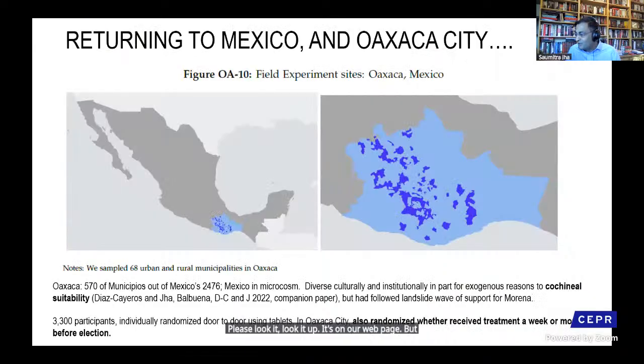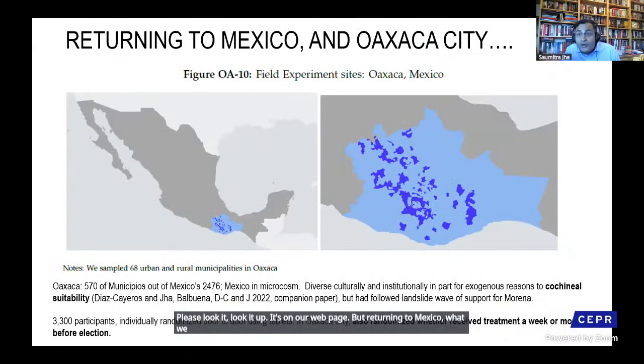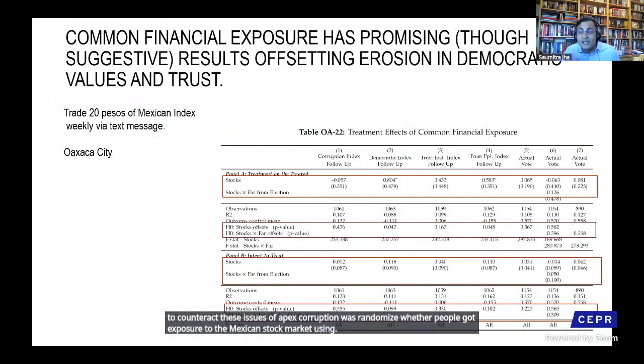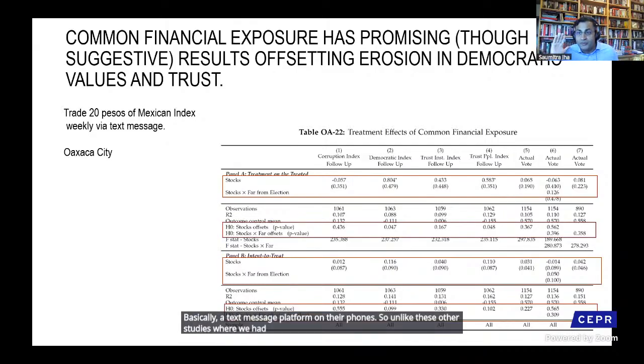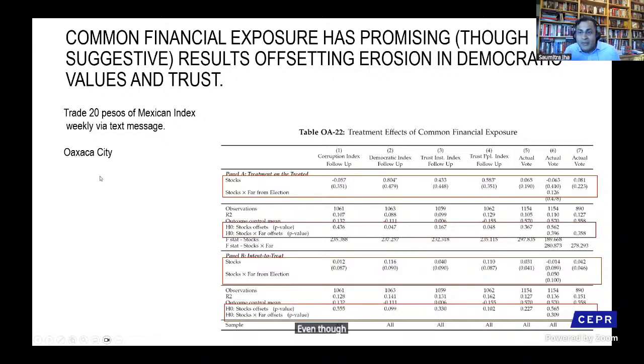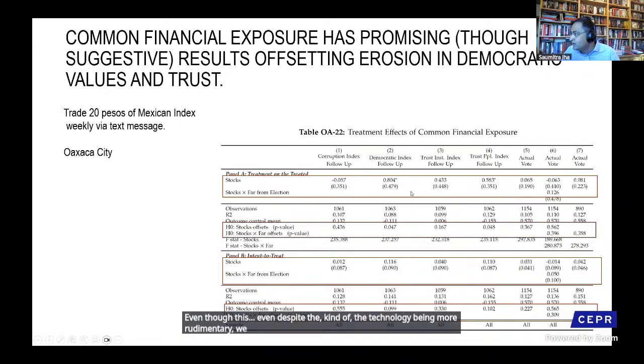But returning to Mexico, what we did, to counteract these issues of apex corruption, was randomize whether people got exposure to the Mexican stock market using basically a text message platform on their phones. So unlike these other studies where we had access to strong internet backbones, this was done door to door and using text message.